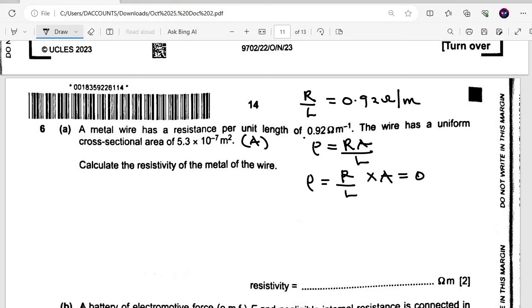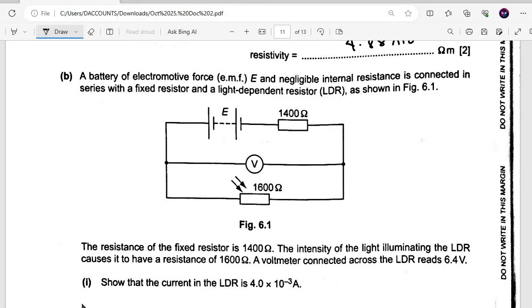R over L is 0.92, and A is 5.3 times 10 to the power of negative 7. So at the end of the day, we get 4.88 times 10 to the negative 7. That was the resistivity. And the next question.